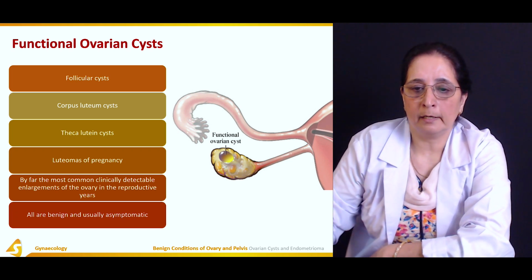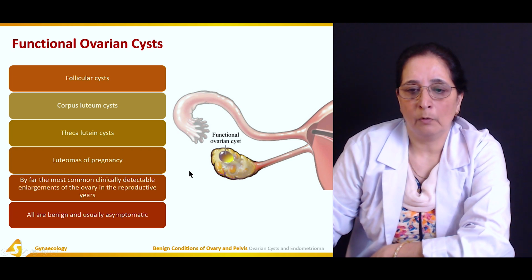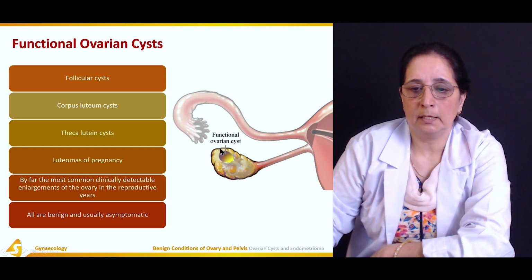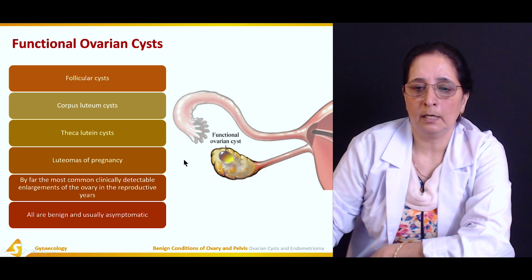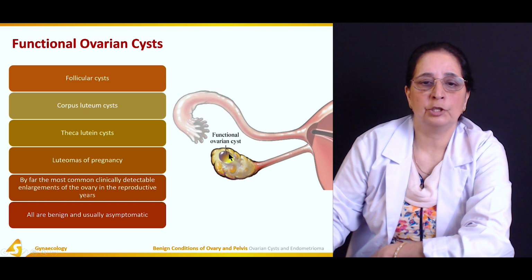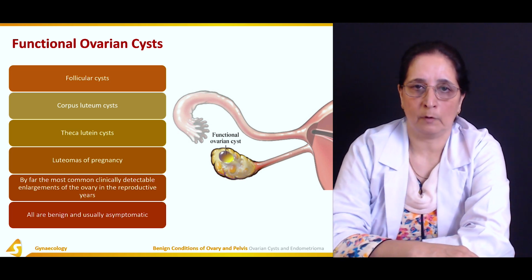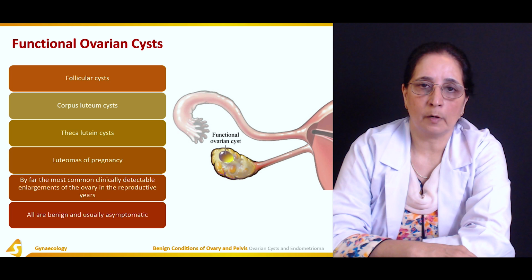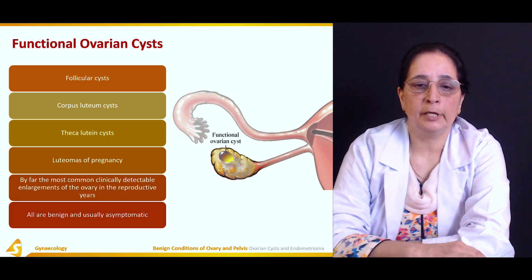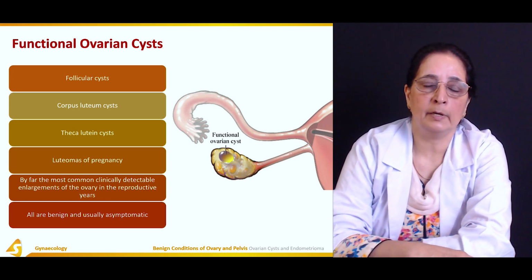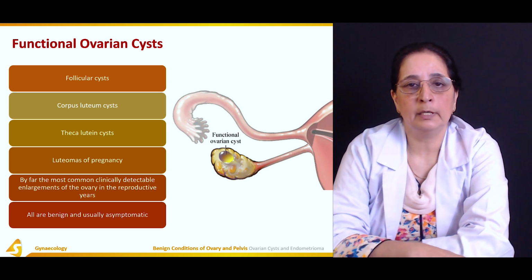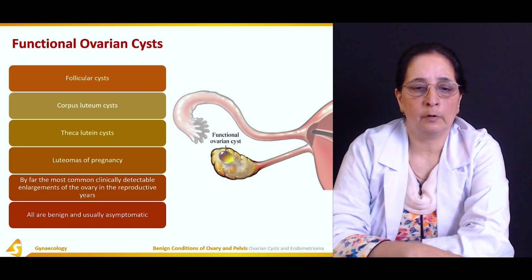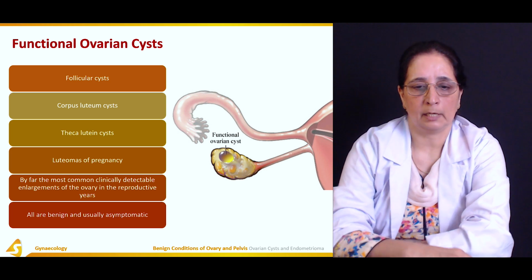Here in this diagram, you see the functional ovarian cyst. You can see this fluid-filled cyst in the ovary. So functional ovarian cyst can be follicular, it can be corpus luteum, it can be theca lutein, it can be luteomas of the pregnancy, which is the most common type of cyst in the reproductive age.